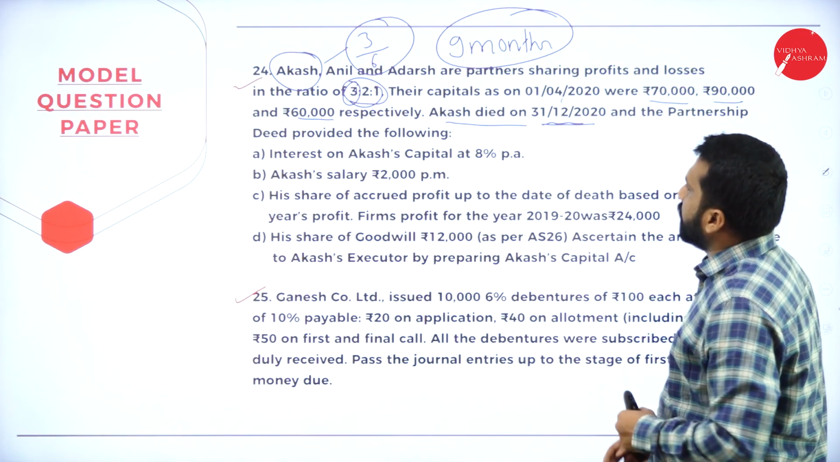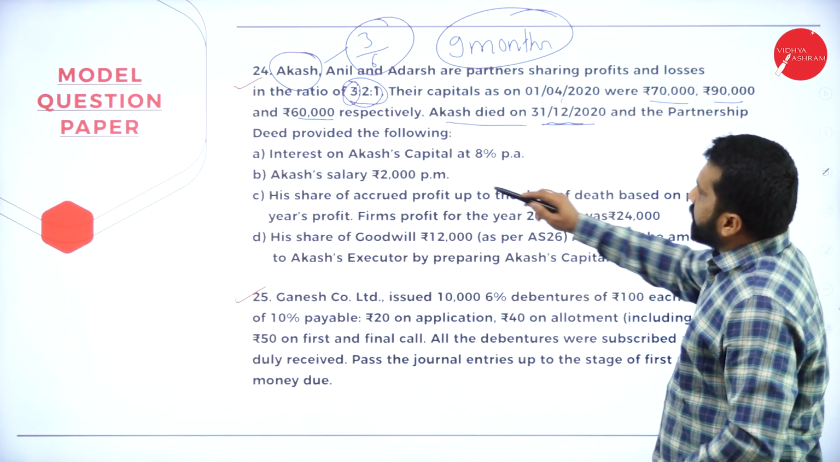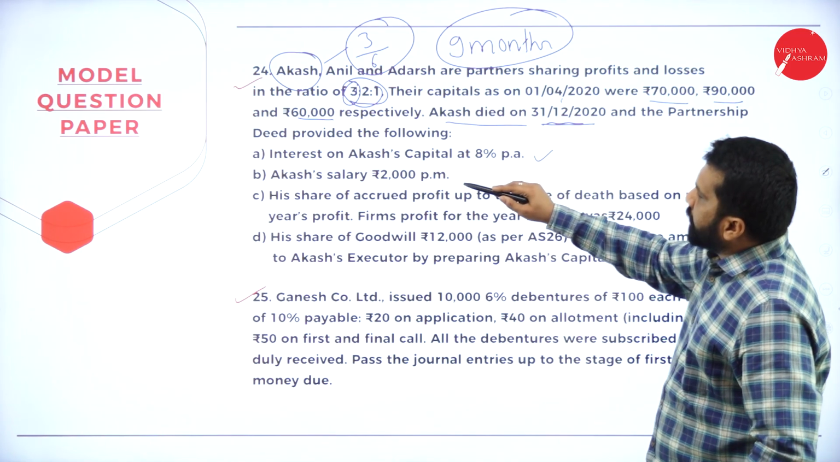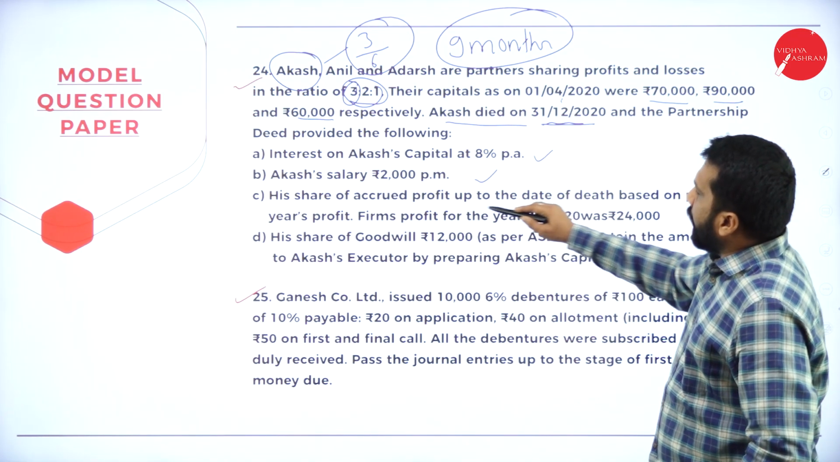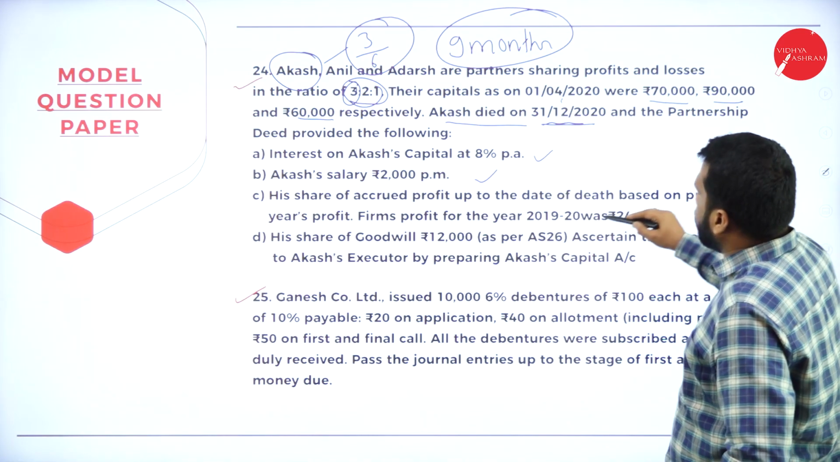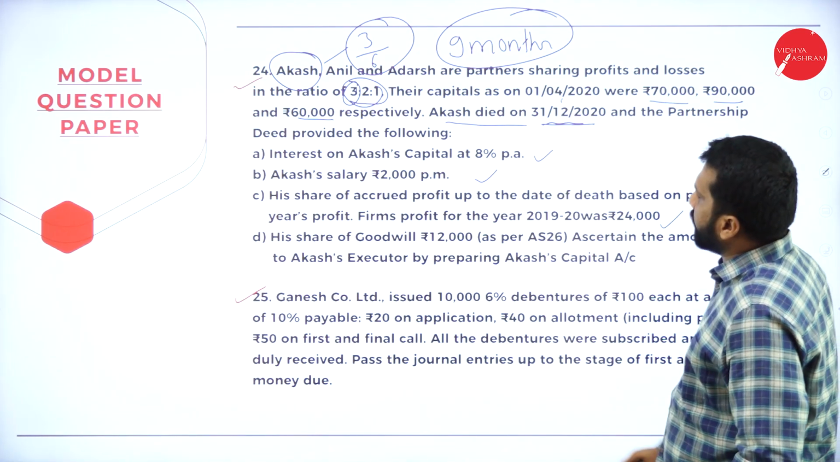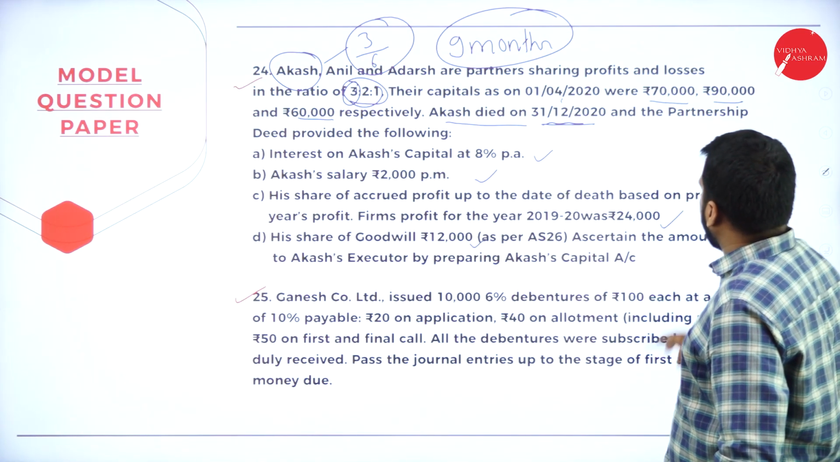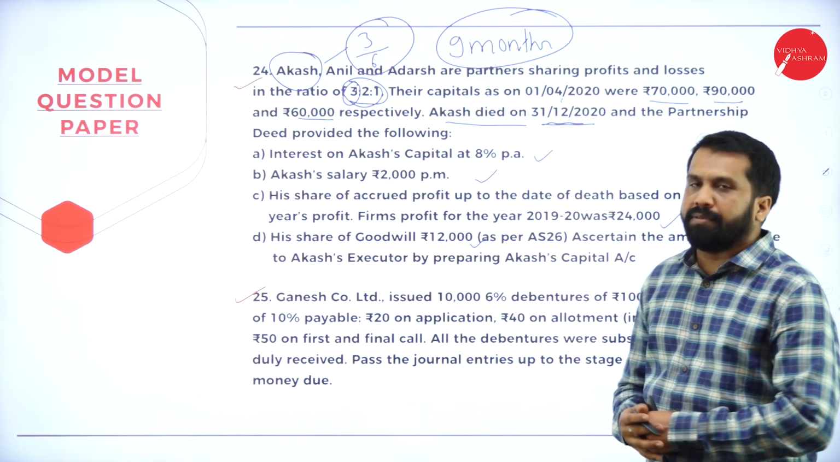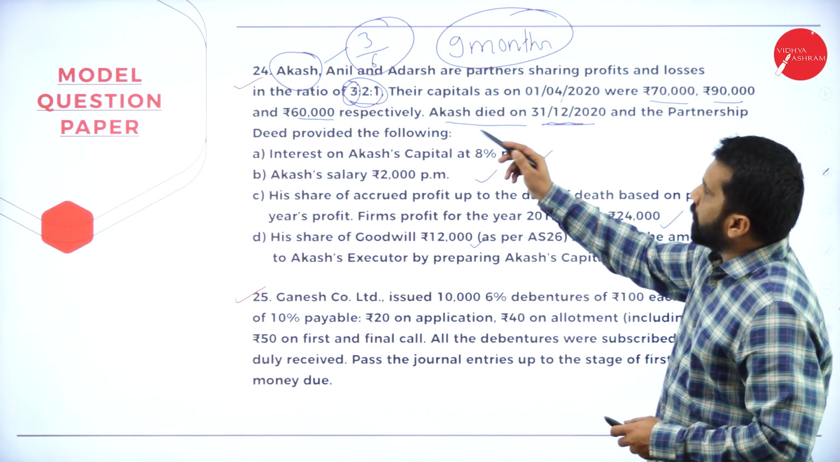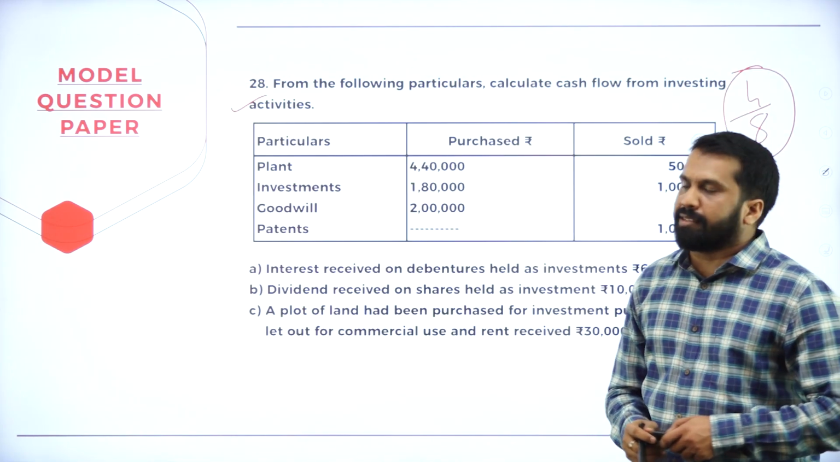Now, the deed provides. What is the interest? 8%. Salary 2,000. Accrued profit on the date of death of previous year 24,000. Goodwill is 12,000. Everything they have given. So remember all the ratios. I'll go to your answer now.